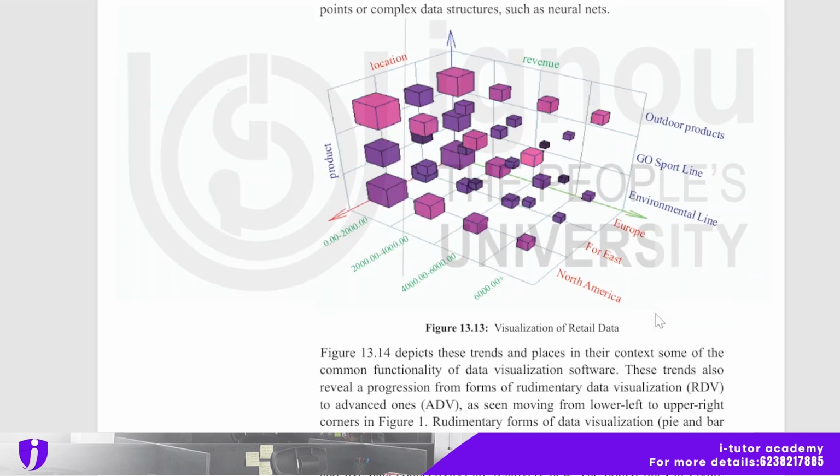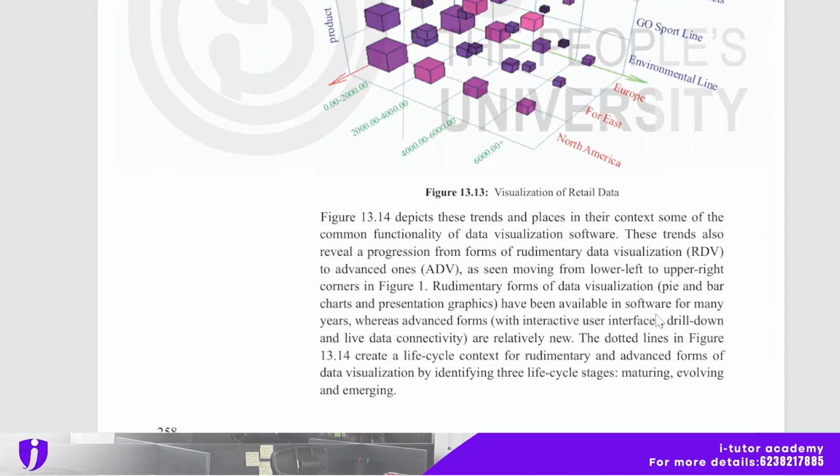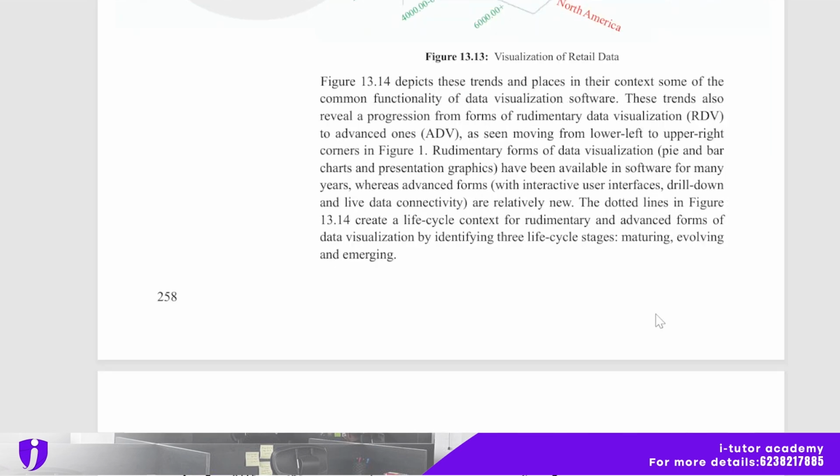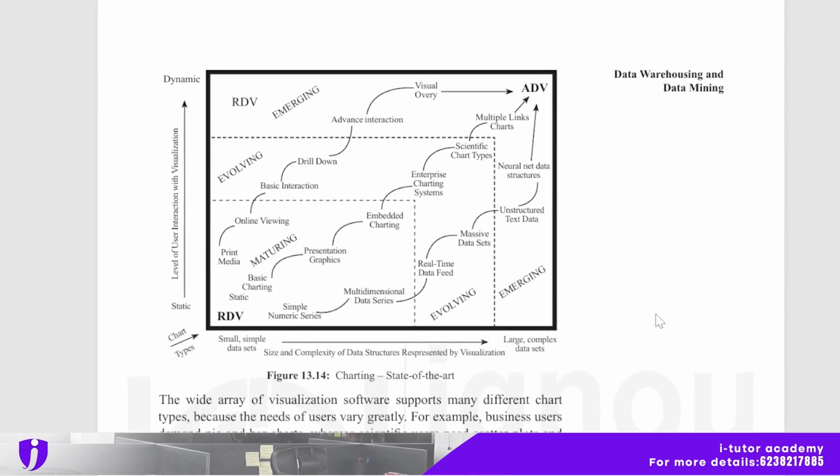So, visualization of retail data is here: location, revenue. Figure 13.14 depicts these trends and places in their context some of the common functionality of data visualization software. These trends also reveal a progression from forms of rudimentary data visualization to advanced ones, as seen moving from the lower left to the upper right corner in the figure. So here is the figure charting the state of the art, by level of user interaction with the visualization. So emerging, evolving, and maturing phases are there.